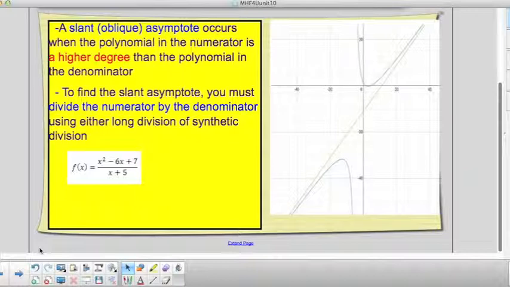And to find the slant asymptote, the reason why I'm teaching this to you before synthetic division in Unit 9 is that you have to divide the numerator by the denominator using either long division or synthetic division. So I'm going to do the first one with you, and then we're going to do another 2 questions on your own, but we'll check your answers with my answers, okay? I'll give you a second to copy that down.